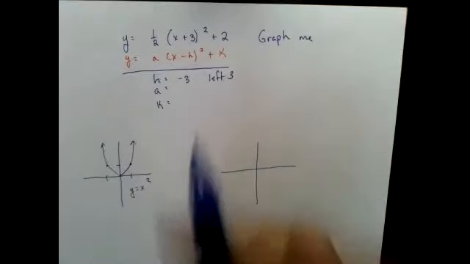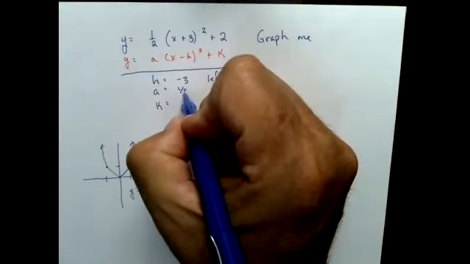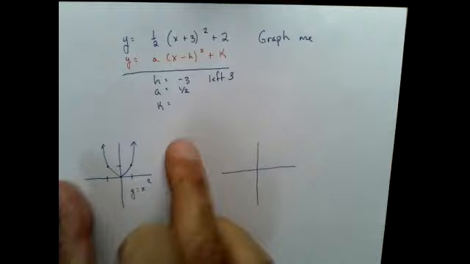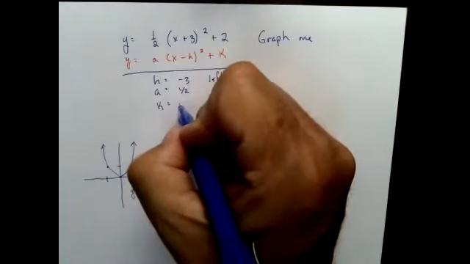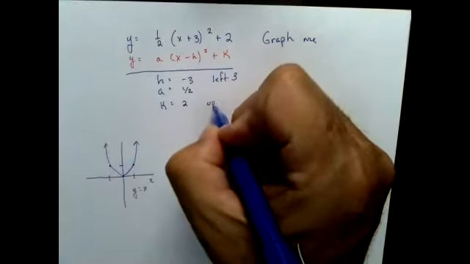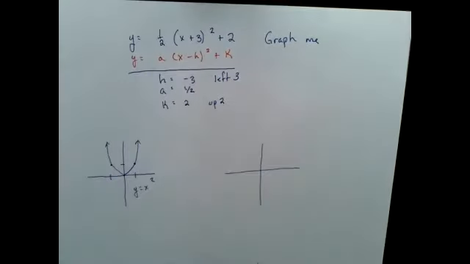Good. A is 1/2, which means it's going to grow slower. It's going to get wider. K is 2, so up 2. I'm going up, up, up. Cool. Good.